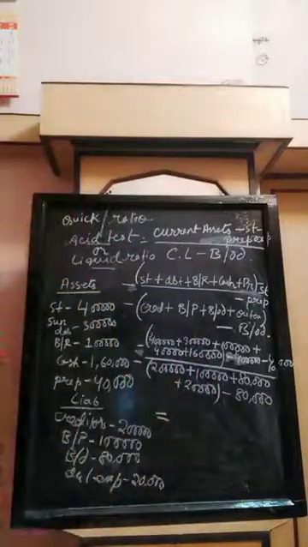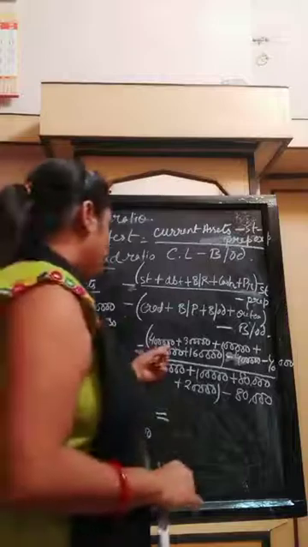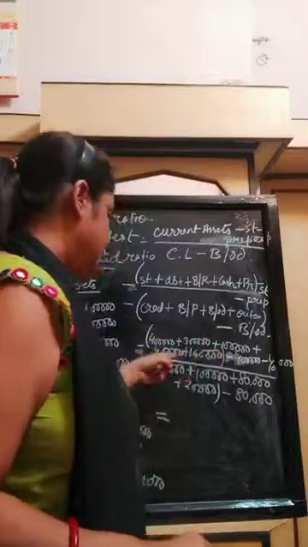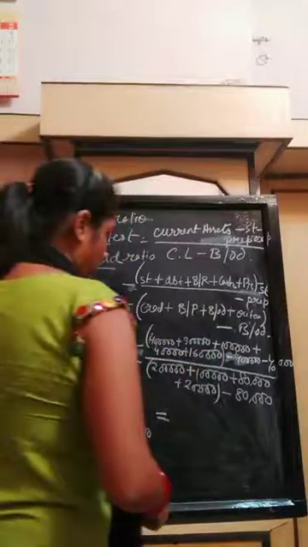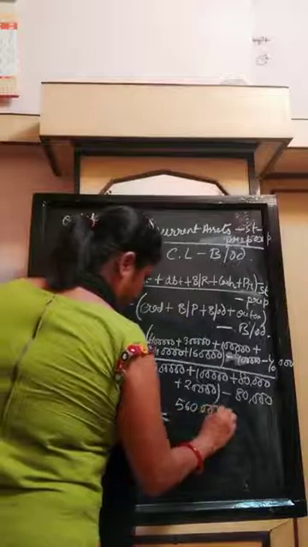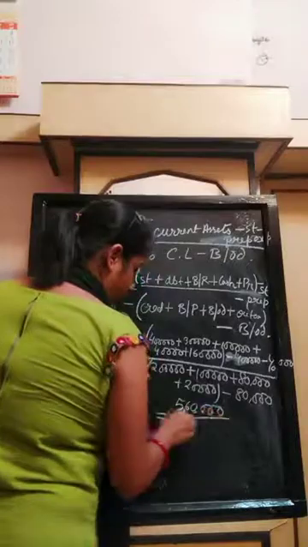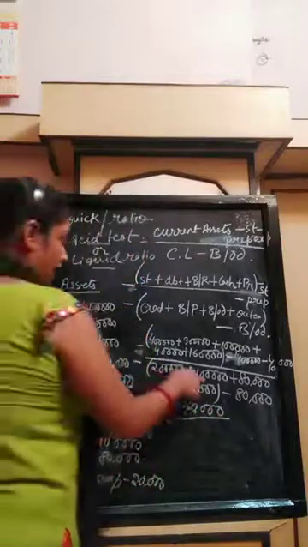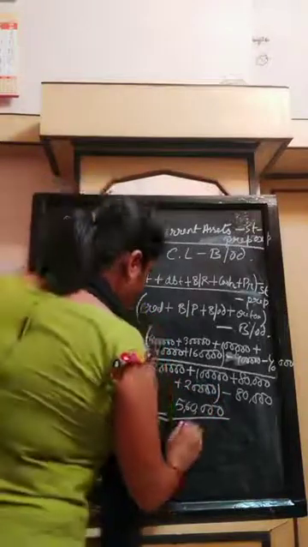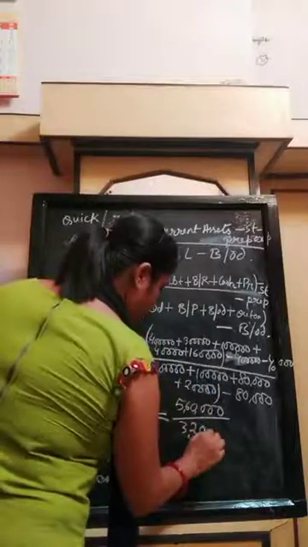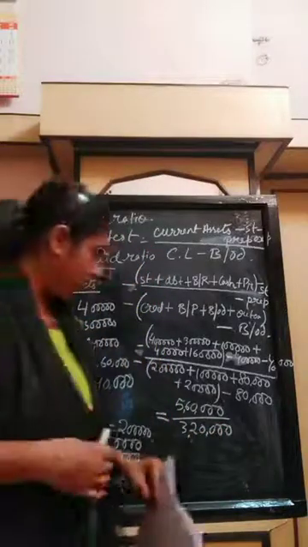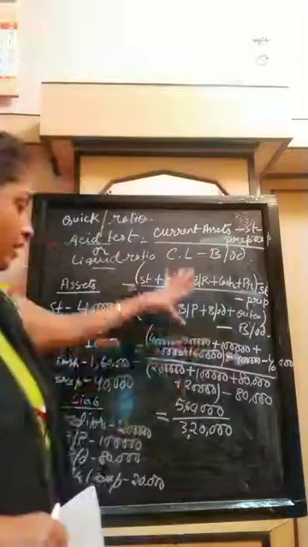Now you have to do the calculation. 4 lakh plus 3 lakh, 7 lakh, 8 lakh, 10 lakh minus 4 lakh 40,000 is 5 lakh 60,000, and 2 lakh plus 1 lakh plus 23 lakh 20,000. So this is what you are going to get after adding and subtracting all the items.